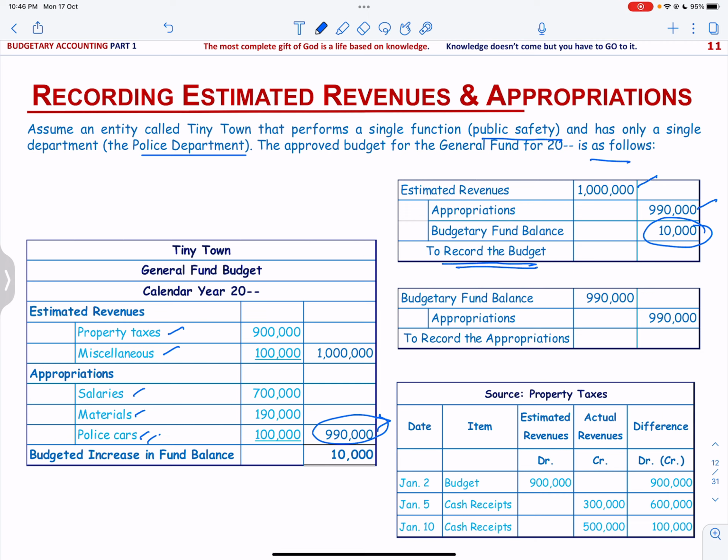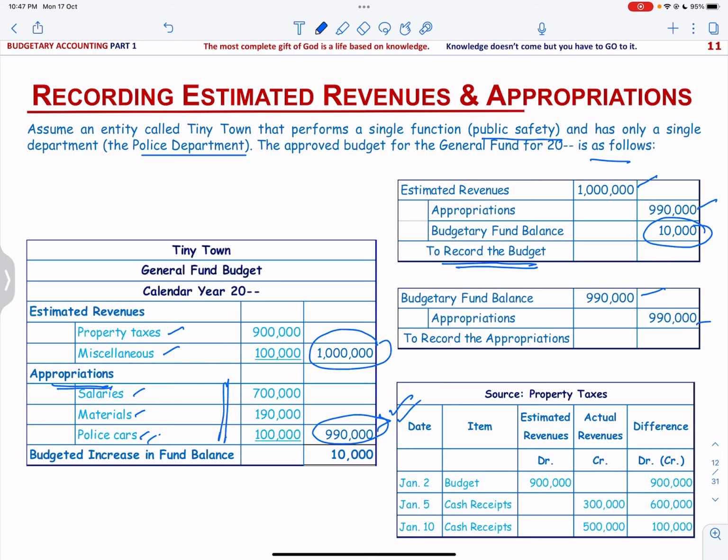The debit to estimated revenue predicts that the actual revenue will be 1 million. That would increase the fund balance by 1 million. Like planned revenue, the planned expenditure, that is budget appropriations, will be recorded as budgetary fund balance debit and appropriations is credit by 990,000 to record the appropriations.